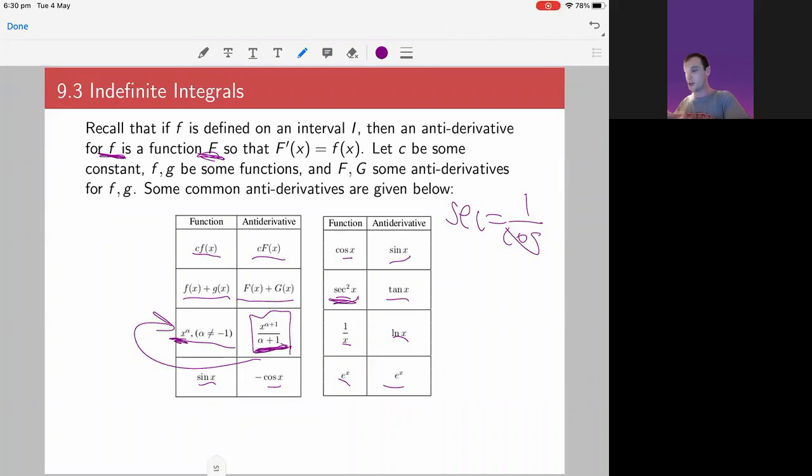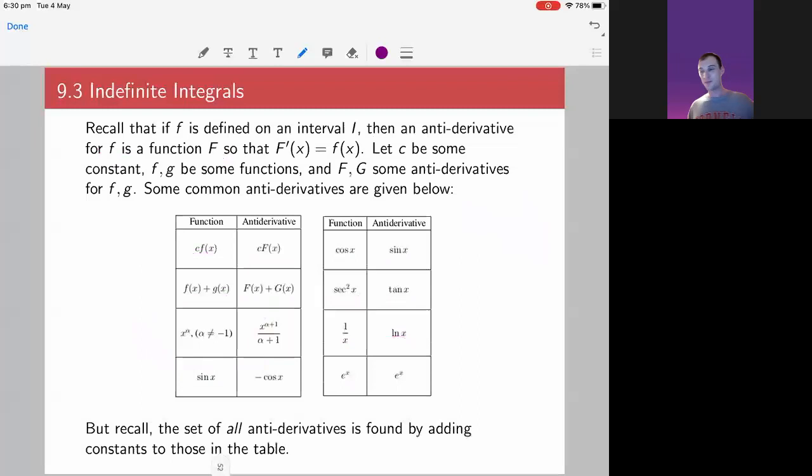And you may remember that back here, we needed alpha to not be minus 1. What happens if it was minus 1? Well, then that's the same as integrating 1 on x, and we know that the answer is log of x. Technically speaking, this is only true for positive x.